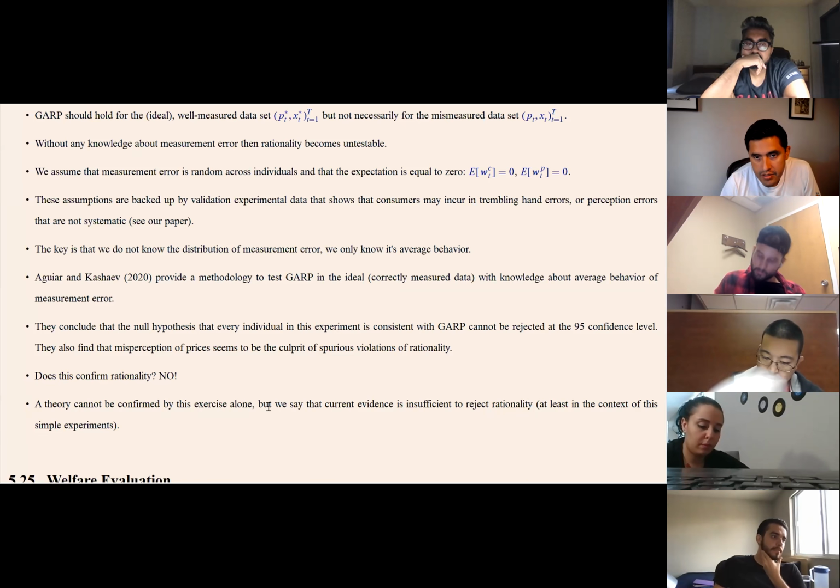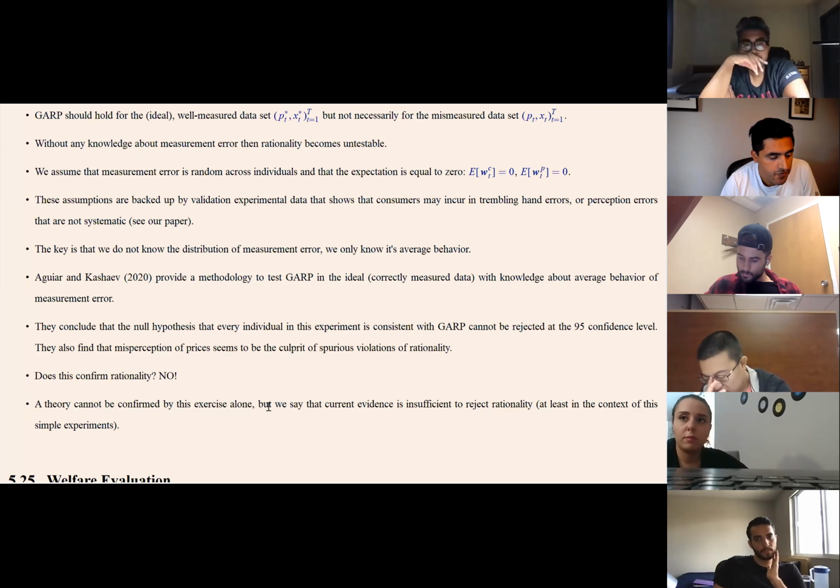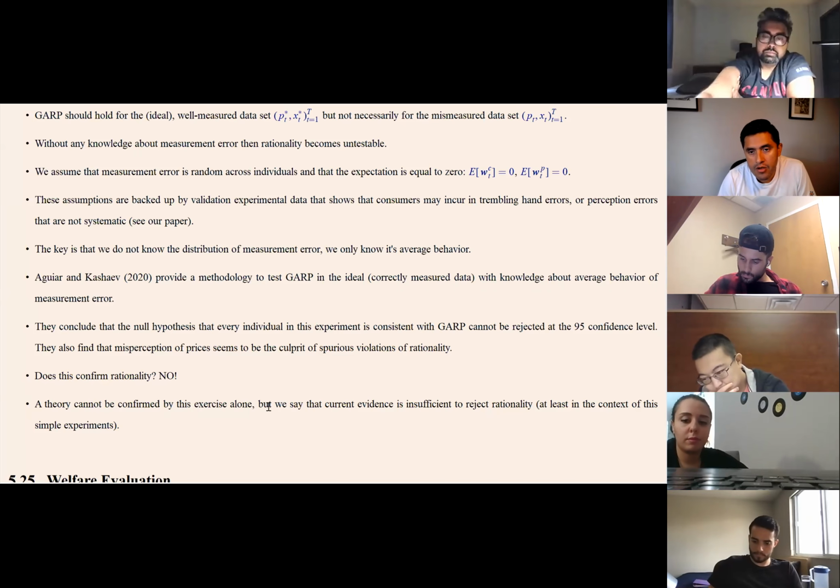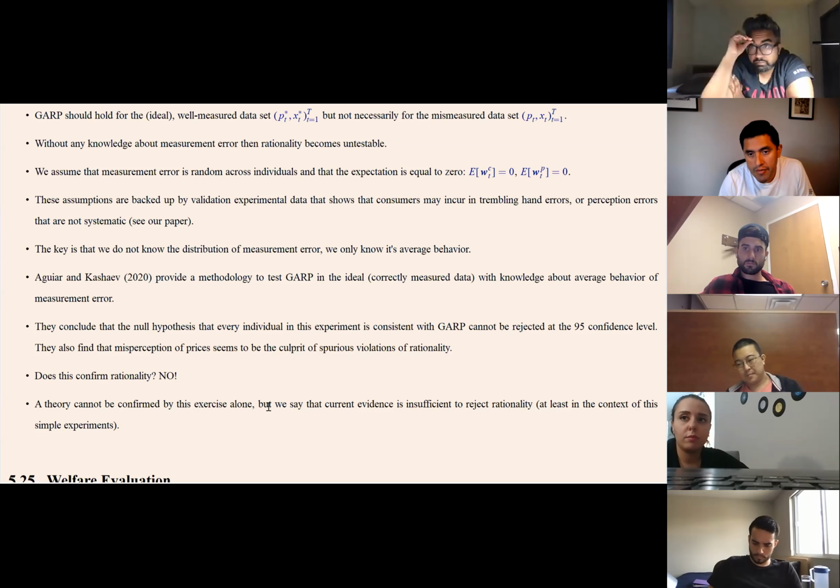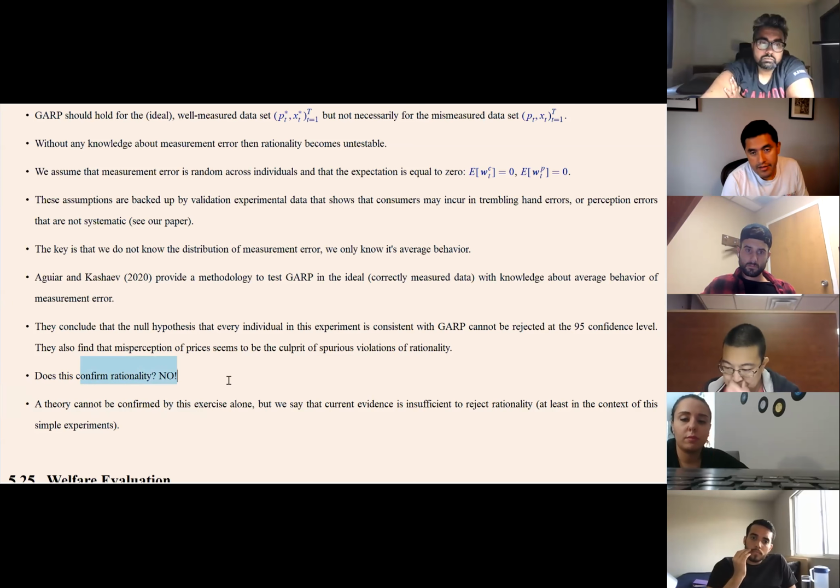The trembling hand is less important. It's more about trying to compute the correct ratio of prices. So we give more robust evidence that people are still rational in this kind of experiment, modulo the measurement error. Now, is this a perfect approach? Not necessarily, because, as I say here, this doesn't confirm rationality.